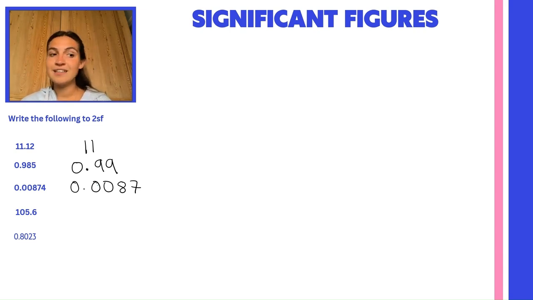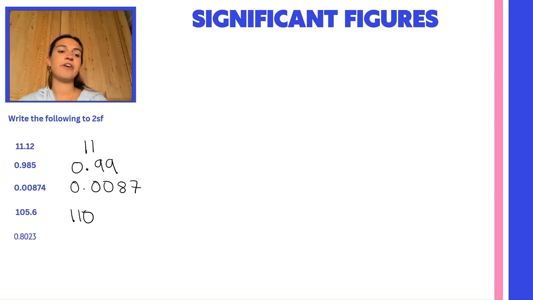Okay, now here my first significant figure is the 1. And my second significant figure this time is that 0 because it had numbers before it. So am I going to leave my answer as 100? Well, no, because the number that comes after that 0 is a 5. So I have to round up, and that gives me 110 to two significant figures.